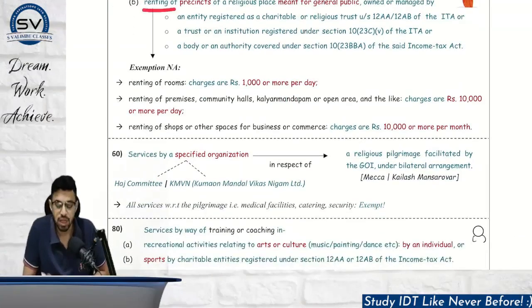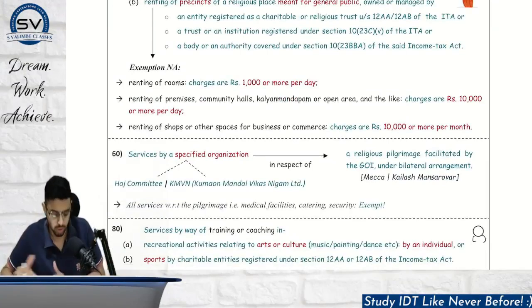Now exemption will apply only up to a certain limit. Why? Because the aim should not be profit making. So amounts are very nominal. If rent is charged only up to that point, then it is exempt, otherwise it is not.